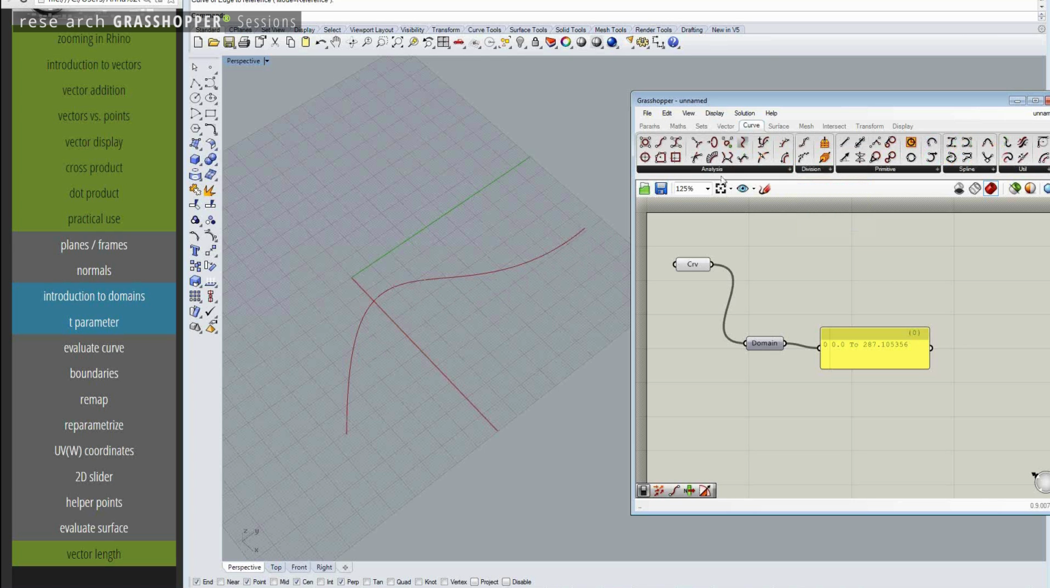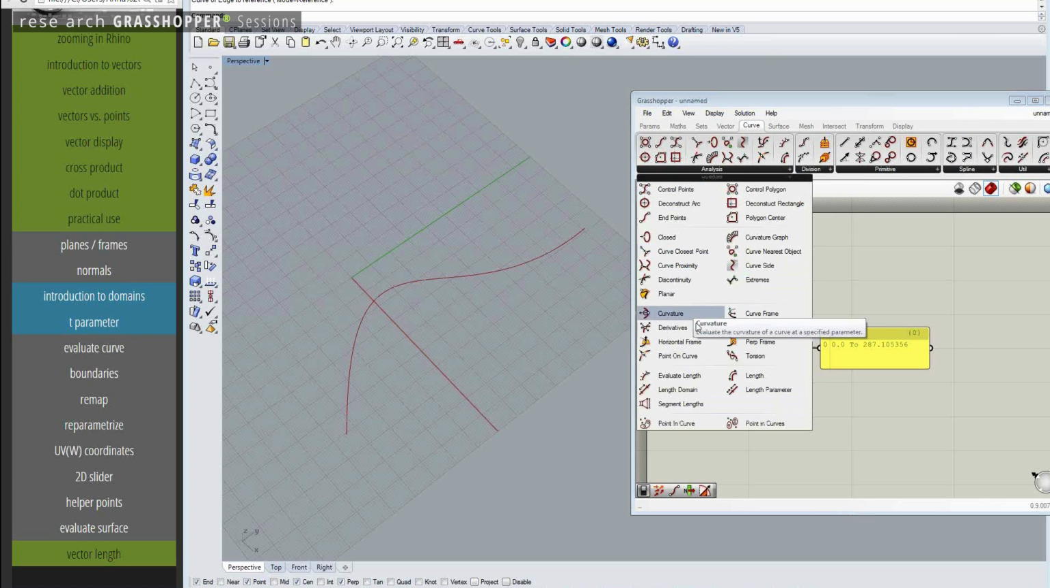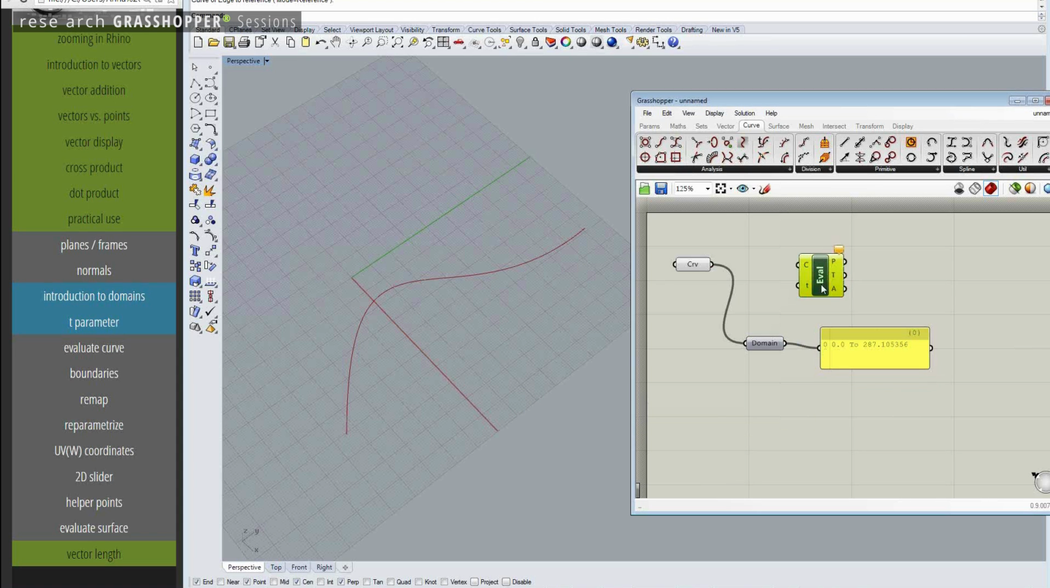I go to the curve and take the evaluate curve component, which I don't see now, but yeah, here. Evaluate curve, it's this one, and it's got two inputs. One is the curve and one is something called parameter t.